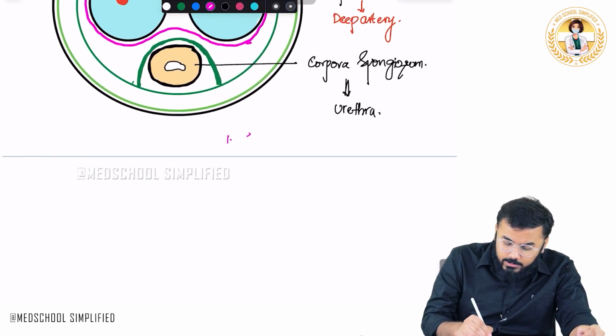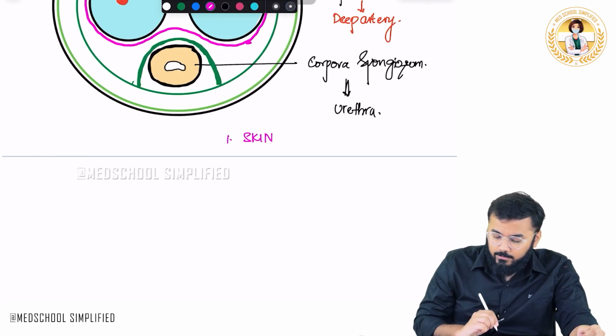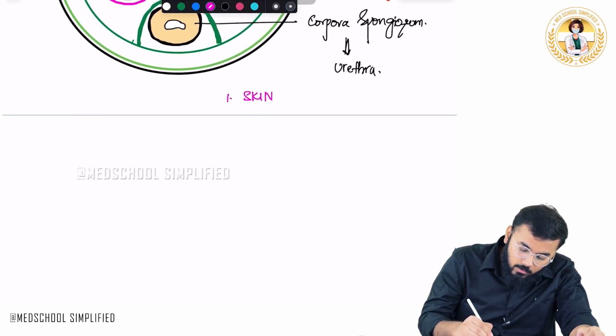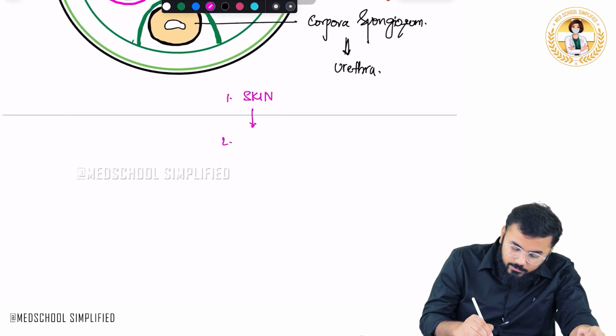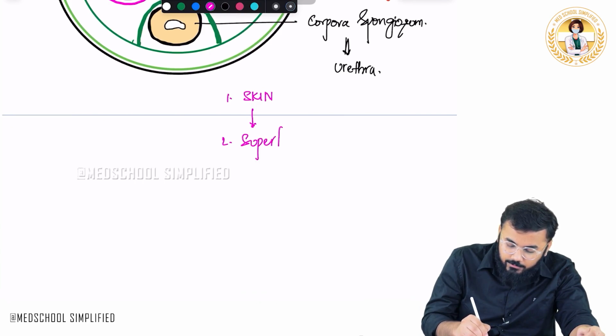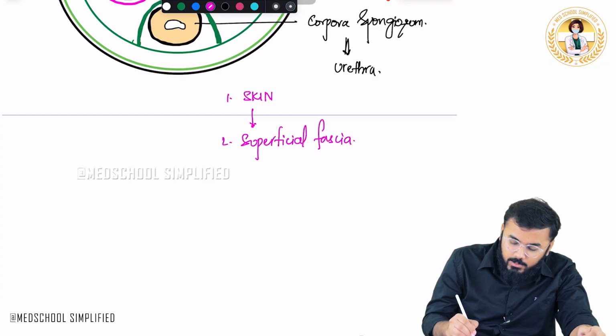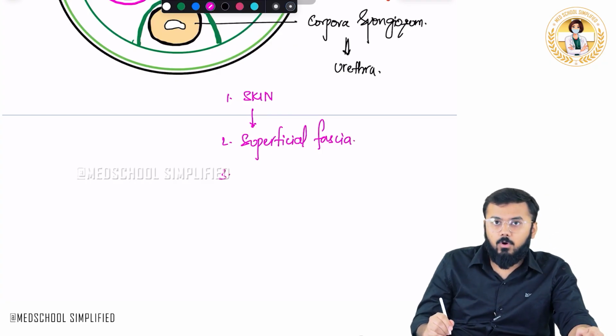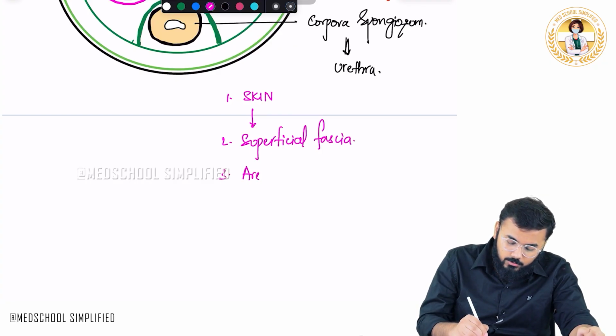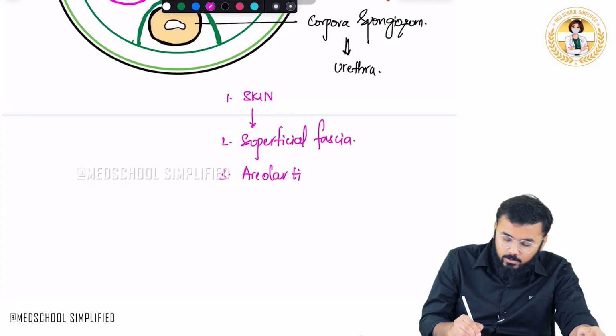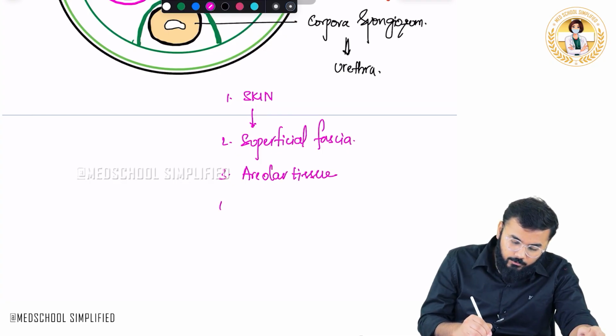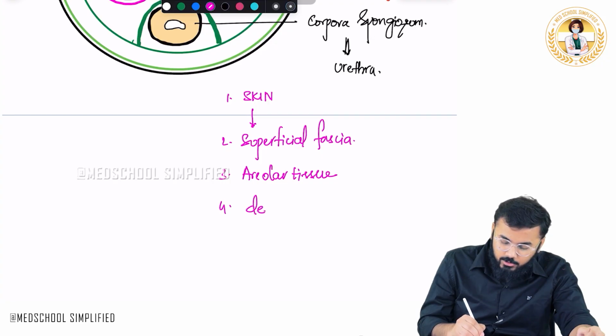Right. So what are the layers from outside to inside? Outside, the first layer which we have got is the skin. Now after the skin, the second important layer we have got is the superficial fascia. The third important thing after that we have got is the areolar tissue. I will show it to you now, areolar tissue. And the fourth important thing is the deep fascia or Buck's fascia.